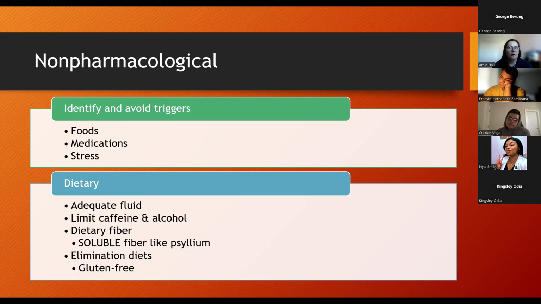For dietary, we're going to go back to self-care and think about all the things that we talked about for diarrhea and constipation. Are they getting adequate fluid to ensure that they have adequate water available for their stool? Limiting caffeine and alcohol, making sure that we have soluble fiber available. So methylcellulose, psyllium, our fiber supplements if patients are not eating enough fiber. We're going to think about elimination diets. So, does somebody have a gluten sensitivity? Do they need to try gluten-free and see if that improves their symptoms?